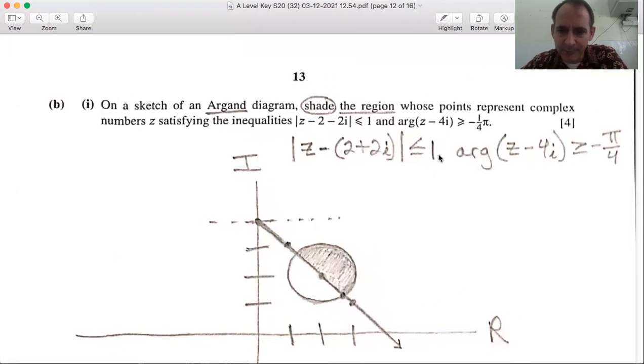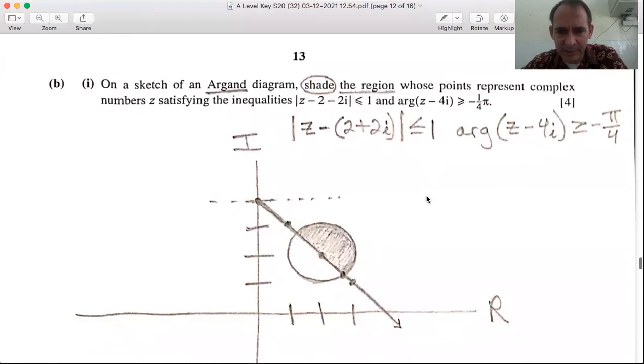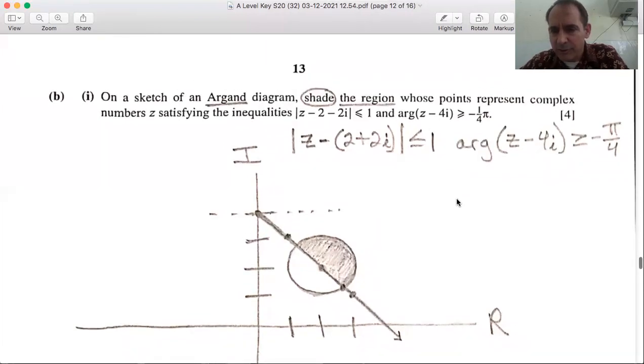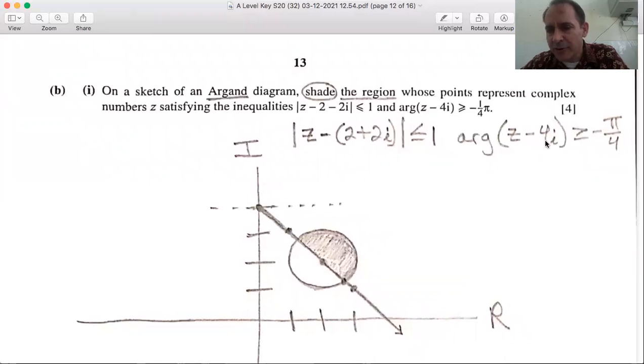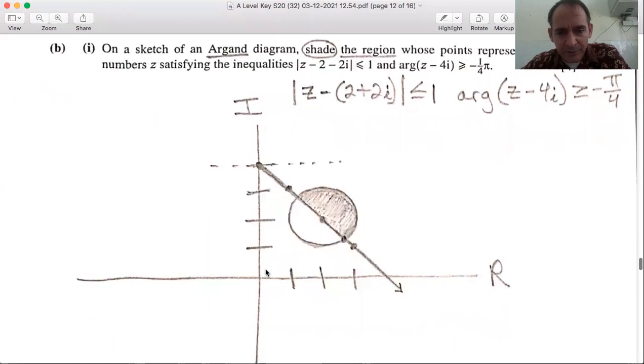Or actually, 1, yeah, this is your radius out here. So here's the argument, z minus 4i. This argument is basically an angle. Z from 4i, and we're going to go to a negative pi over 4, which is a negative 45 degrees. So here is our equation.